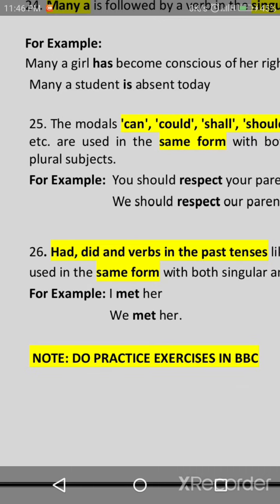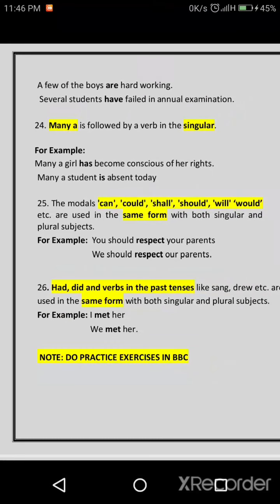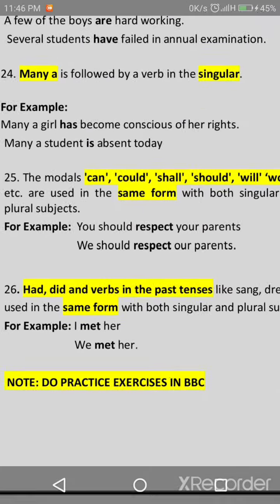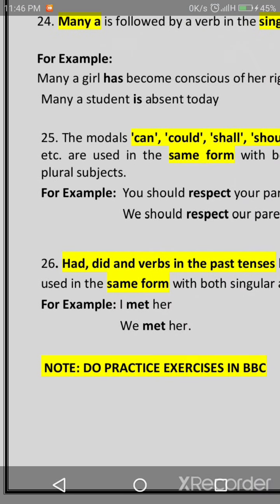Now children, although I have explained all the rules, but these rules are useless until and unless you practice, right? So now I want you to do practice in BBC, right?